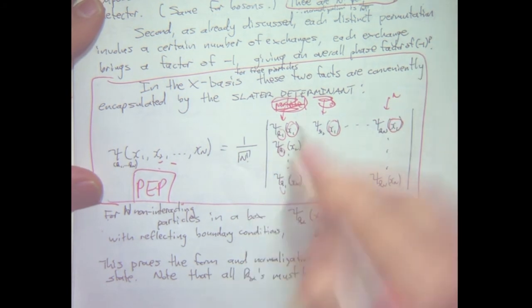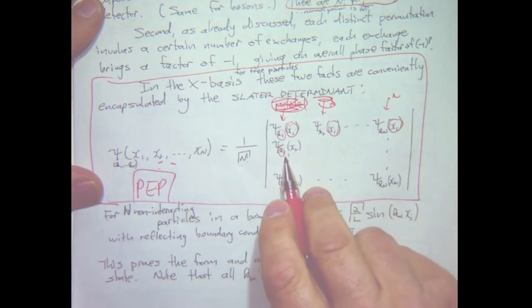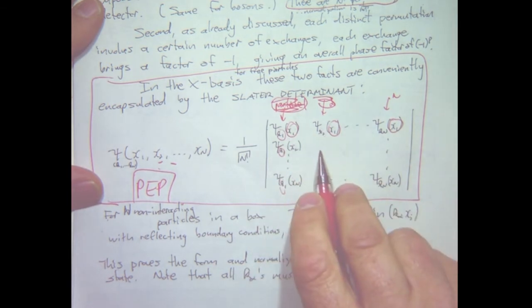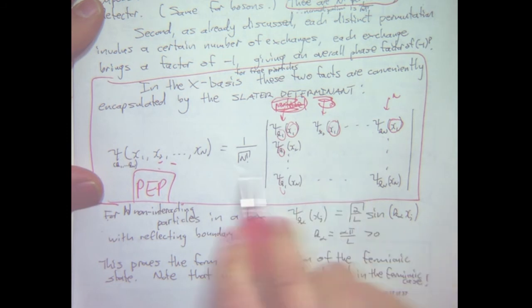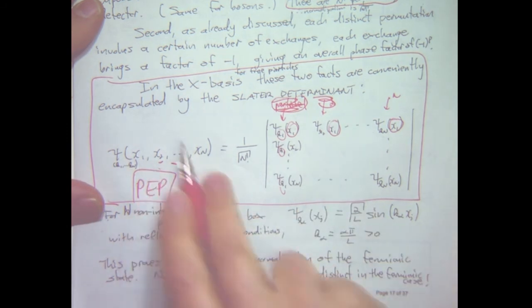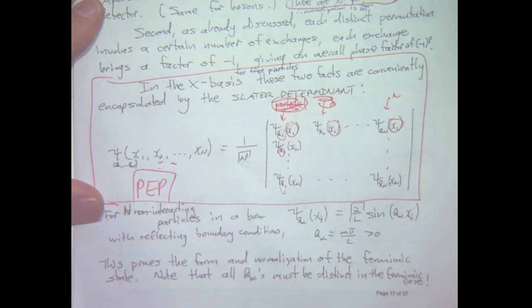If you have, let's say, a 2x2 matrix, you have psi k1 x1, psi k1 x2, psi k1 x1, psi k1 x2, the determinant is zero. So this function equals zero. Part of the exclusion principle. The state doesn't even exist. You cannot have two particles with the same quantum numbers, if they're fermions.